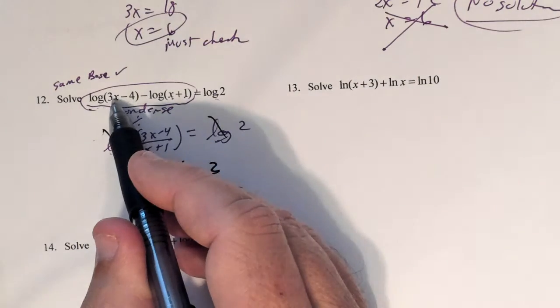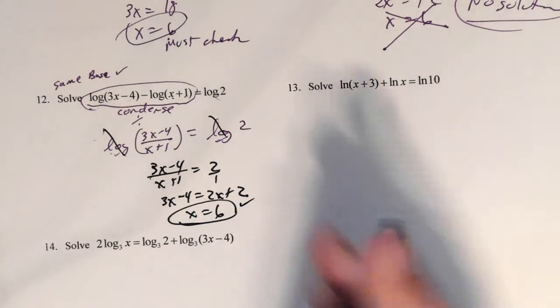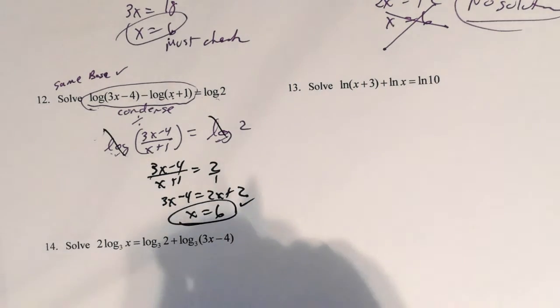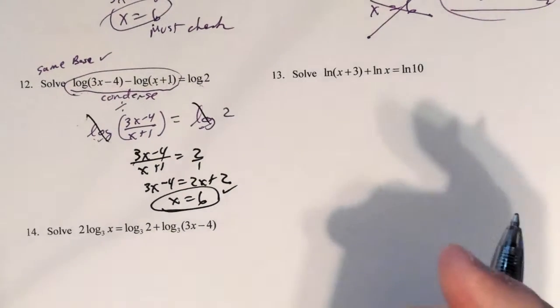That's going to be 18, 14, that's good. Answer 6. Now these are all coincidences that they're 6. Alright, so let's look at 13.